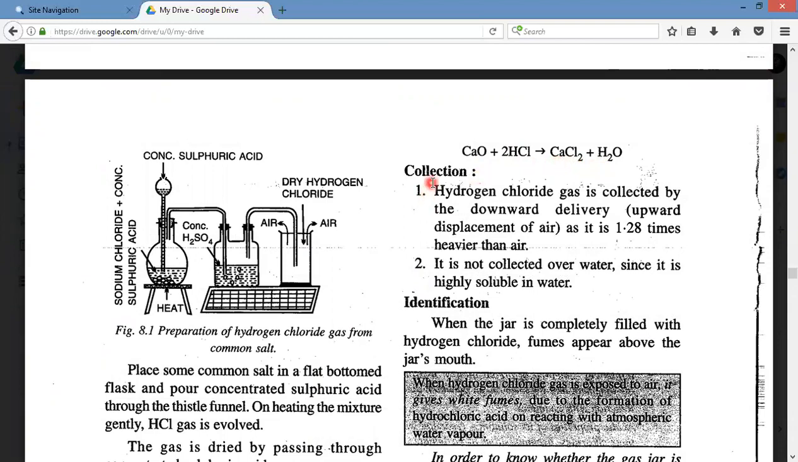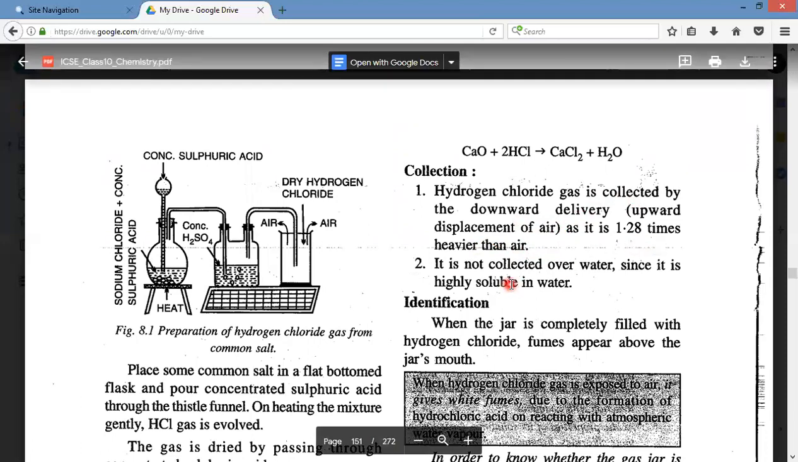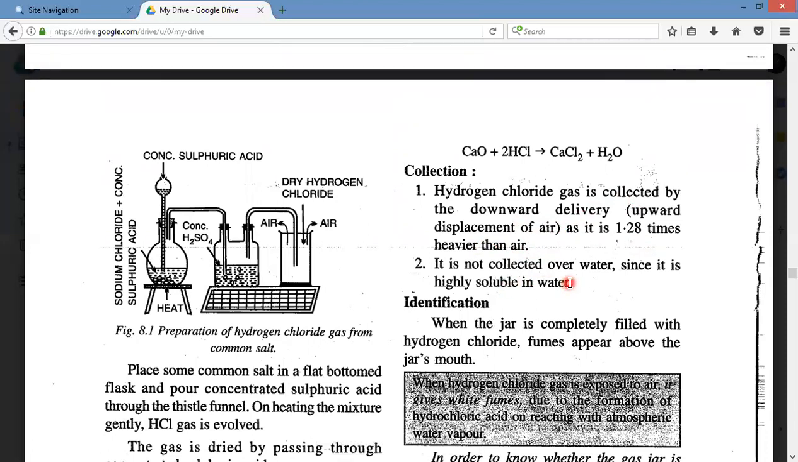Under the topic of collection, hydrogen chloride gas is collected by downward delivery, by the upward displacement of air. The reason is that it is heavier than air. How much heavier? 1.28 times heavier. It can't be collected over water. The reason behind this is that it is highly soluble in water. Due to its high solubility, it cannot be collected over water.